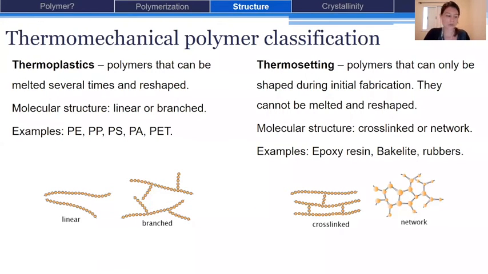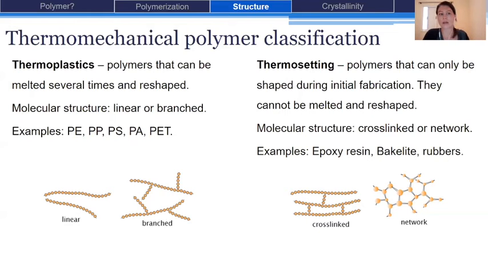So depending on the chain structure that we have, we will have different thermomechanical behavior of our polymers. Thermomechanical behavior is the mechanical behavior of the polymer depending on the temperature. If we have linear or branched polymers, they will fall into the category of thermoplastics. So what is a thermoplastic? It is a polymer that can be melted several times and reshaped.